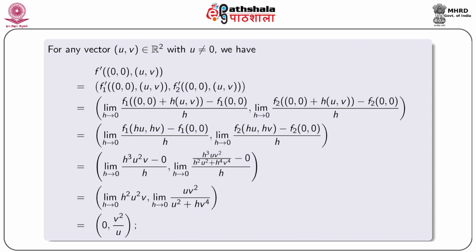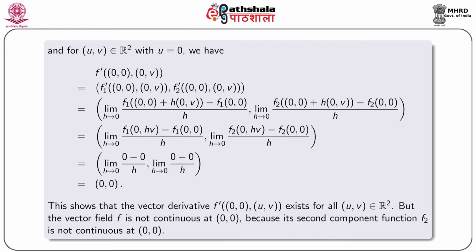Now for any vector (u, v) in R2, for u non-zero we have f'((0, 0); (u, v)). We have shown here the calculations. This equals the vector (0, v squared by u). And for (u, v) in R2 with u equal to 0, we find that the vector derivative f'((0, 0); (0, v)) equals (0, 0). This shows that the vector derivative f'((0, 0); (u, v)) exists for every (u, v) in R2. But this vector field f is not continuous at the origin because its second component function f2 is not continuous at the origin.